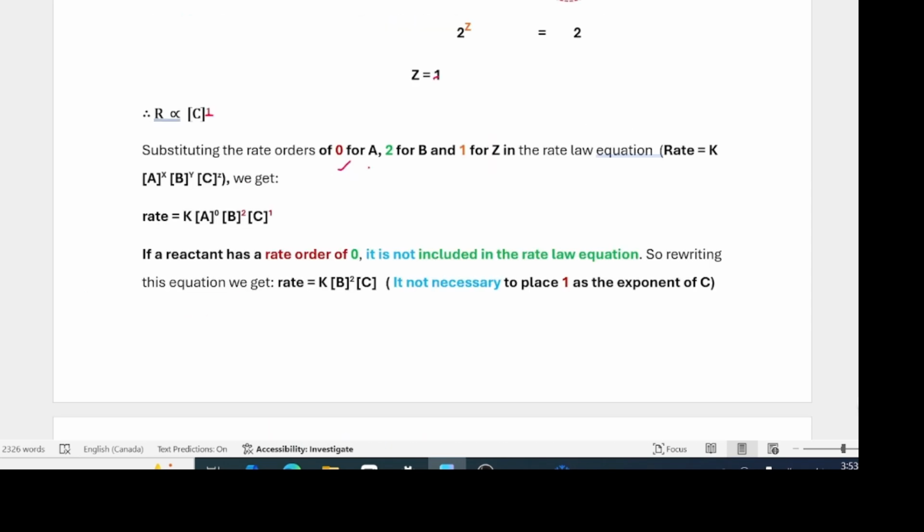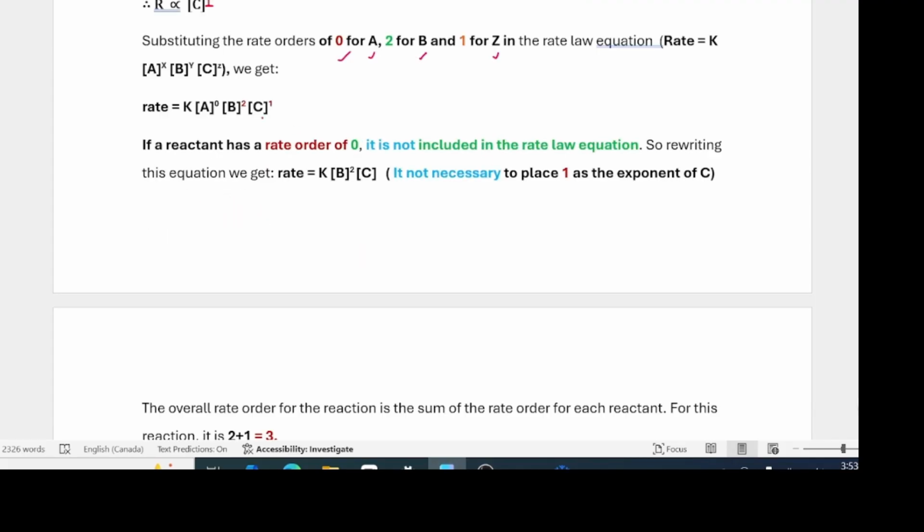We now substitute 0 for the rate order of A, 2 for the rate order of B, and 1 for the rate order of Z in the rate law equation. So this is going to become 0 there, this is 2, and that is 1. But note something now, look. If a reactant has a rate order of 0, it is not included in the rate law equation.